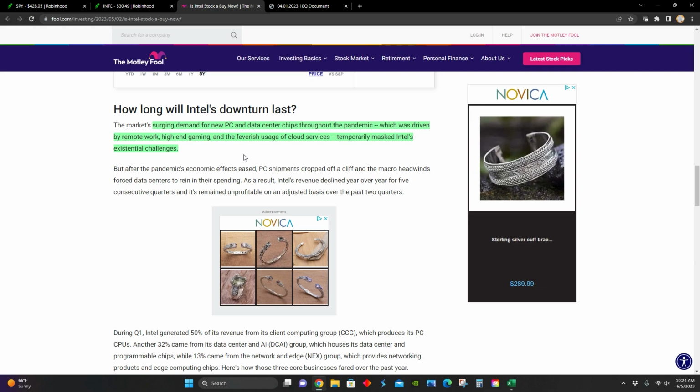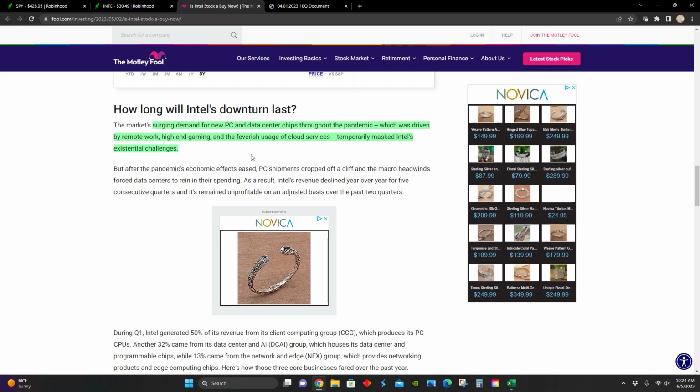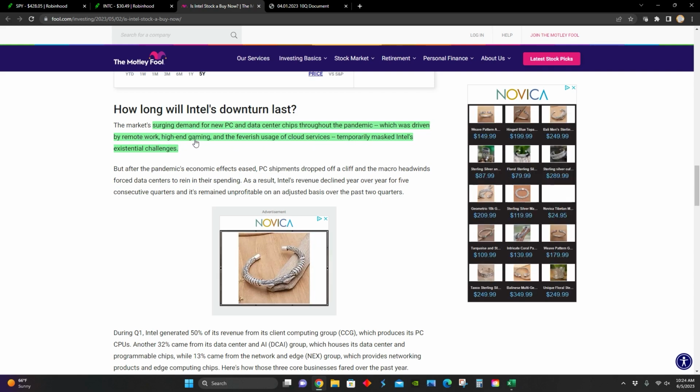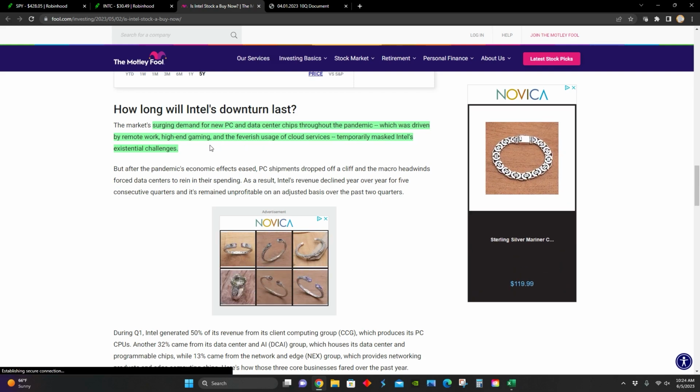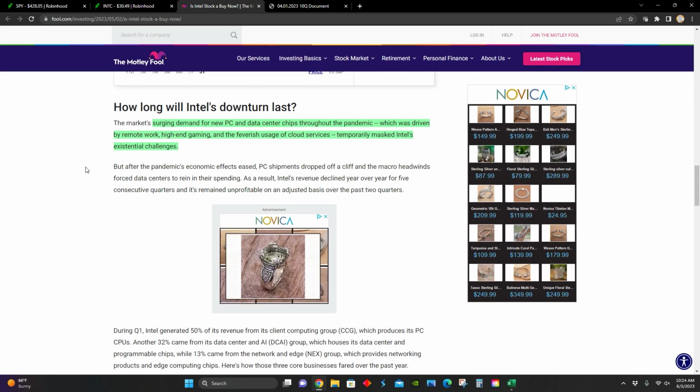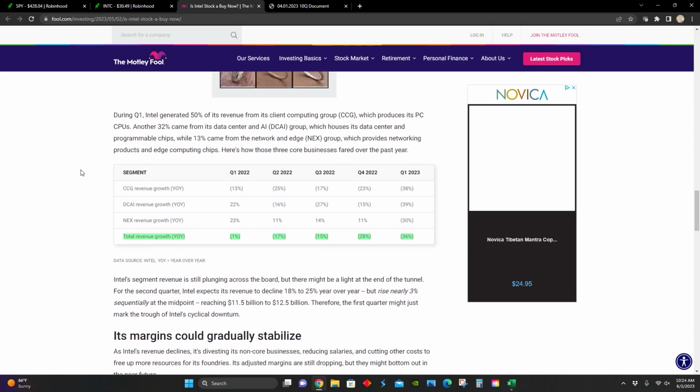Right here, another key economic point they point out for why Intel is declining at the moment is because during the pandemic, there was a lot of remote work, high-end gaming, and cloud services being used. And as a result, there was surging demand for Intel's products, which temporarily masked their existential challenges. But obviously the numbers don't lie.